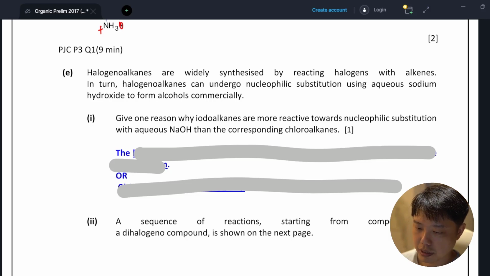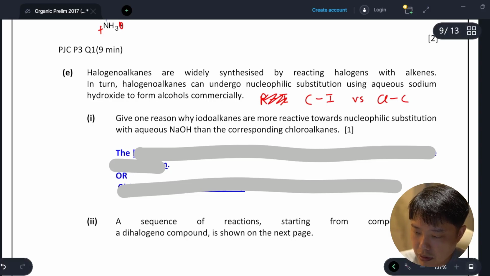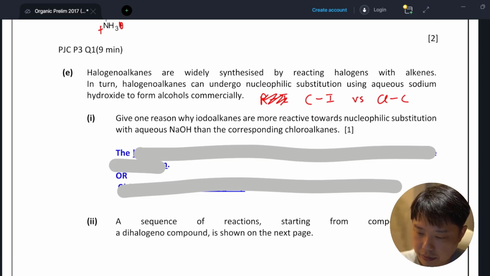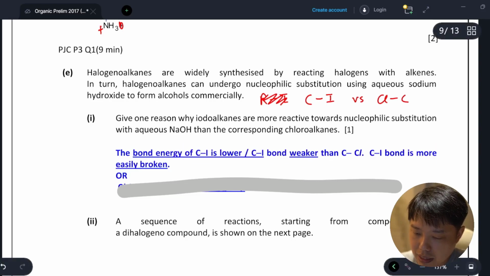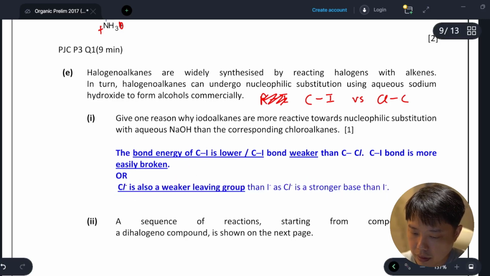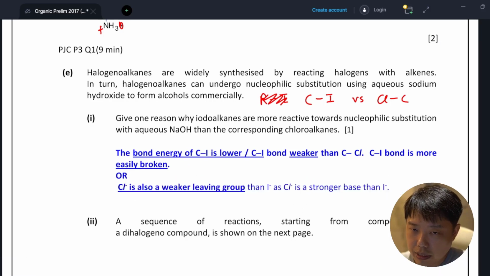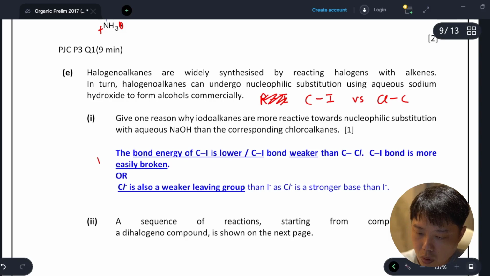So for this question, right, they want you to compare between C-I bond versus C-Cl bond. Okay, so C-Cl bond versus C-I bond, what is the difference? The bond energy, the ease of breaking. Okay, the ease of breaking C-I bond compared to C-Cl bond. I think leaving group is not really in our H2 syllabus, so I think the first explanation should be the more appropriate one.